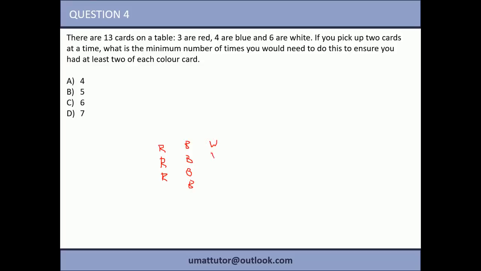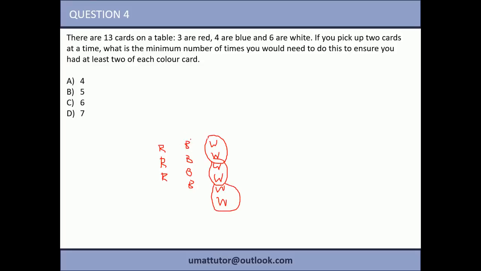So as I mentioned before, the worst case scenario would be that you pick up a lot of the same color card, such that you don't get a nice even spread and end up with 2 of each color. So if we imagine that, let's imagine our first pair are both white. I'm just going to start with white because there are a lot of them. Second pair also white, and third pair white. So our first 3 pairs are all white.